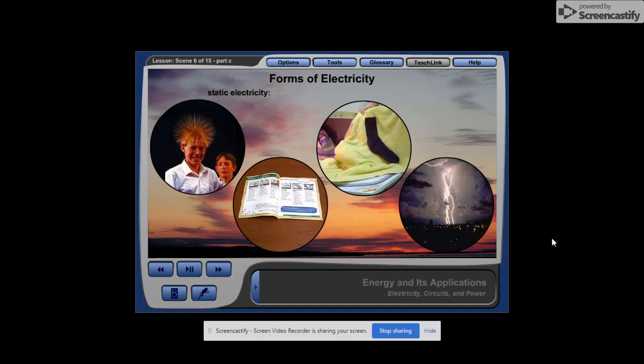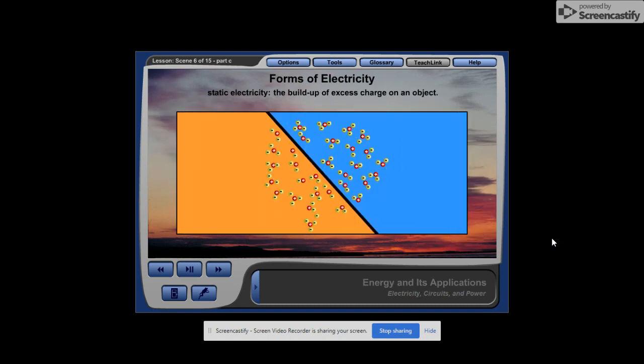Static electricity is the buildup of excess charges on an object. The buildup of charges occurs when an object that holds its electrons tightly is in contact with an object that does not hold its electrons tightly. The loosely held electrons are transferred to the surface of the object with tightly held electrons.